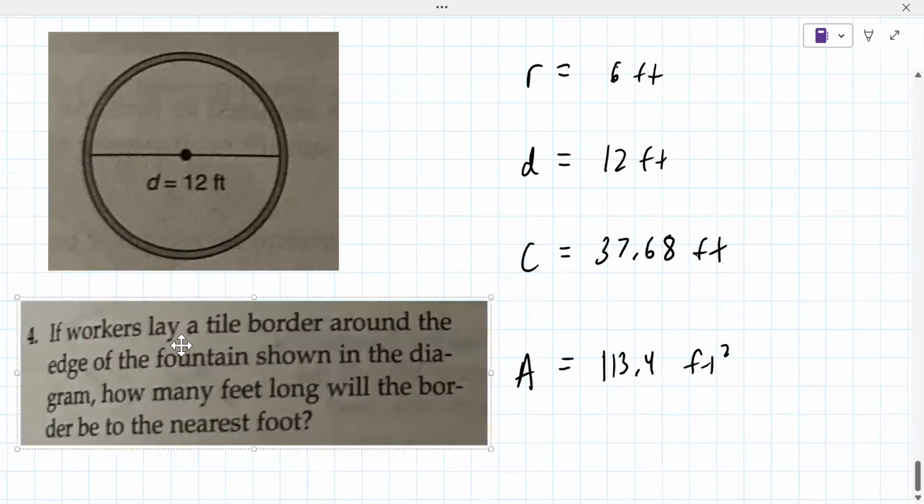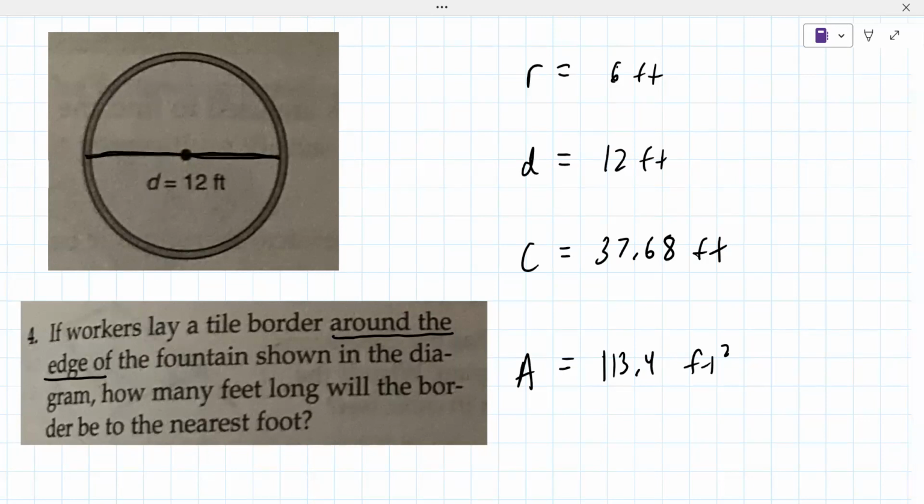Okay. If workers lay a tile border around the edge of the fountain, okay. So what does that mean to you when it says around the edge of the fountain? The diameter is if you were to go all the way across. Circumference? Circumference. How many feet long will the border need to be? So this is asking for the circumference.